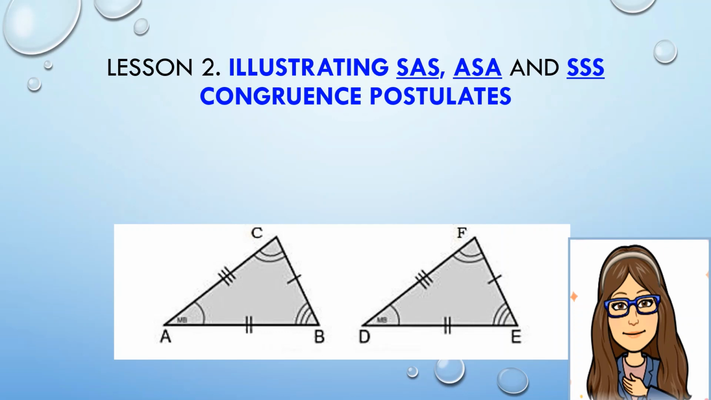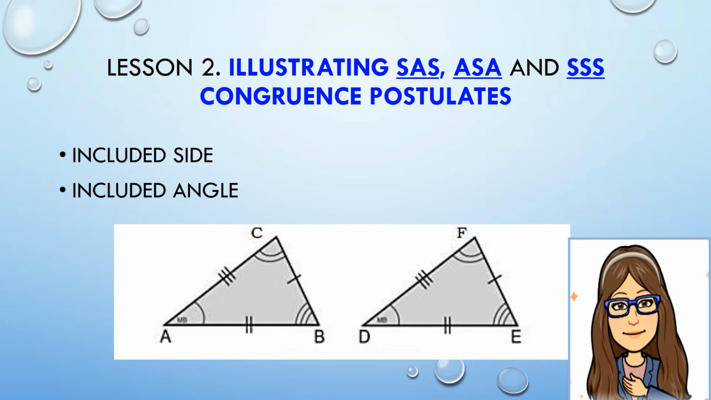Lesson 2. Illustrating SAS, ASA, and SSS congruence postulates. Before we proceed, we have to define first included side and included angle. Included side is a segment between 2 angles of the triangle. Let's look at triangle ABC. The side with 1 tick mark, segment BC, is the included side of angle B and angle C.